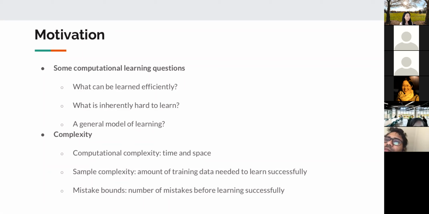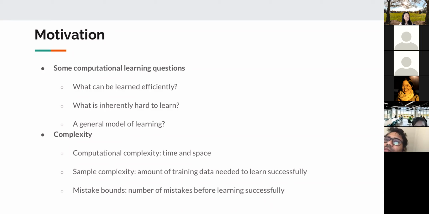So we care about guarantees. What is the title of this course? It's Algorithms in Machine Learning, Guarantees and Analysis, right? So why do we care about guarantees? Why do we care about analysis? Here is some motivation, some computational learning questions. As a computer science major, we care a lot about learning efficiency, right? As a machine learning researcher, you also care about learning, right?